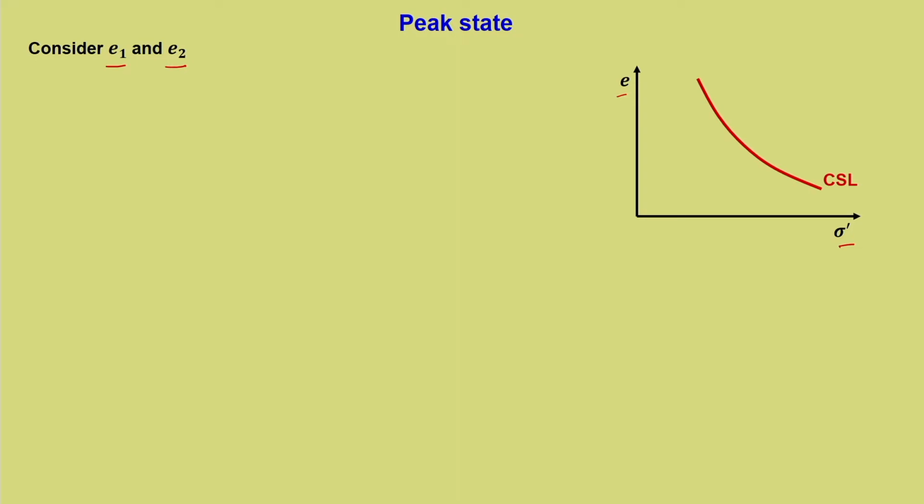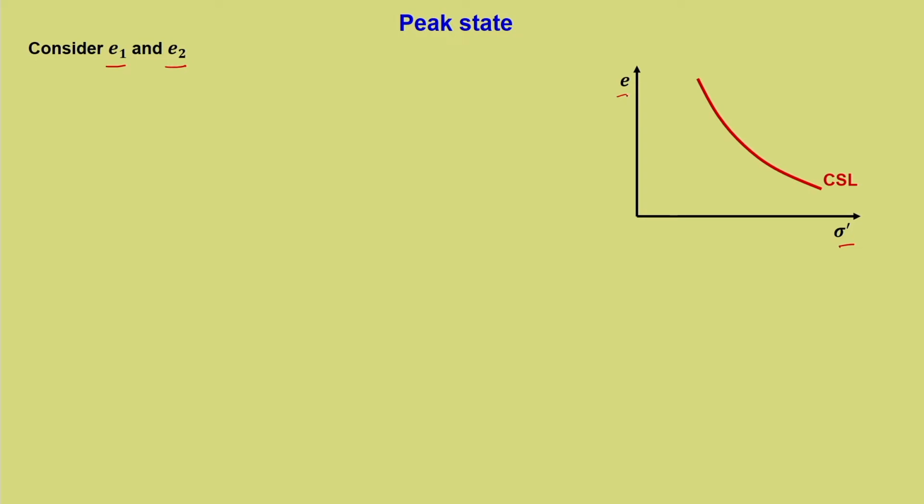Now, let us consider two reference void ratios e1 and e2. Let us say we are considering an e-sigma' plot and the critical state line is marked in this. Since we are considering the peak state, we do not have to really bother about the normal consolidation line, because we know that the peak state is relevant to over consolidated or dense sand, which lies on the dry side of the critical state mostly. So, we will discuss e-sigma'.